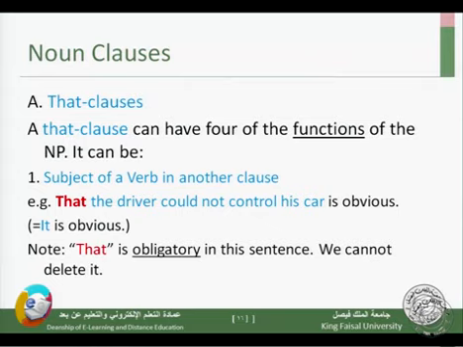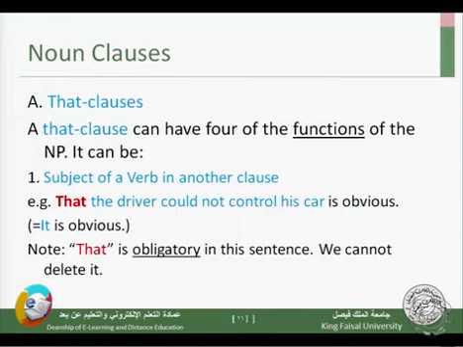A that clause can have 4 functions. We will talk about the functions of the that clause. They can have 4 of the functions of the NP. You remember we talked about the functions of the NP, of the noun phrase. That clauses can have 4 of the same functions of the NP. It can be, number 1, the subject of a verb in another clause. So if we have a that clause, it can be the subject of a verb in another clause.